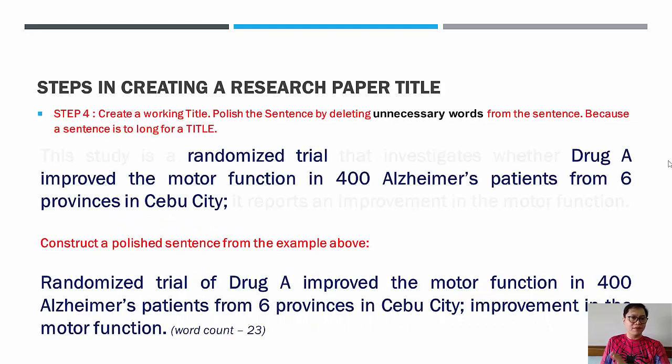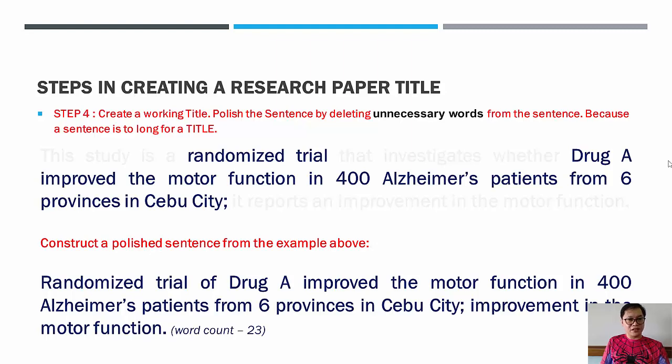Proceed. Step number 4. Create a working title. Polish the sentence by deleting unnecessary words from the sentence. So, because a sentence is too long for a title. So, muna siya yung step number 4. Okay?